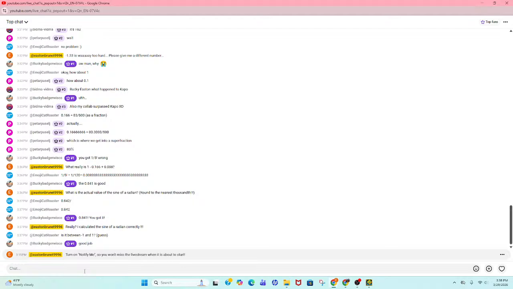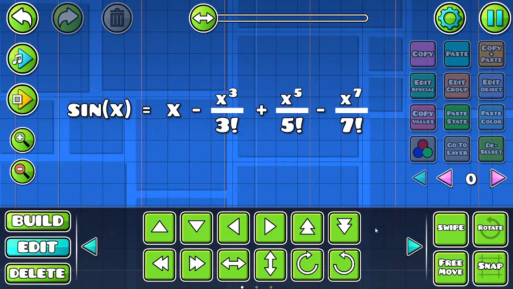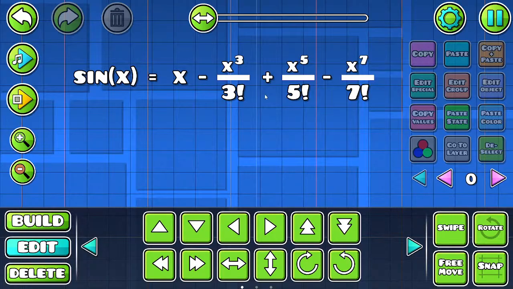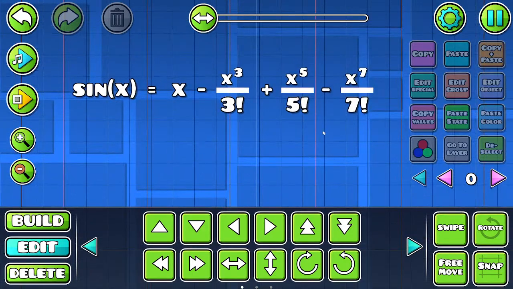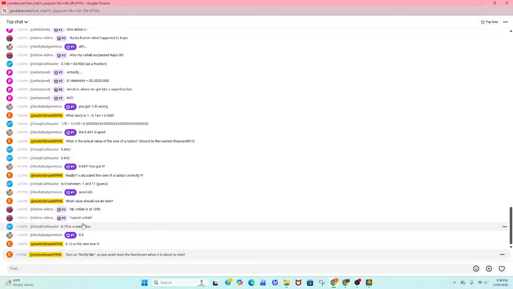Also, I really want to save, but I can't. All right, what value should we do next? Oops, I didn't want to delete this. All right, I might have to add building blocks. What value should we do next? Any requests? 3/4 or 0.75. Next. 3/4 is the next one.